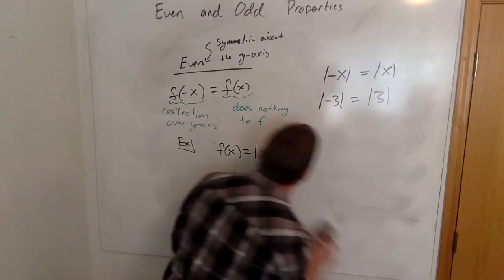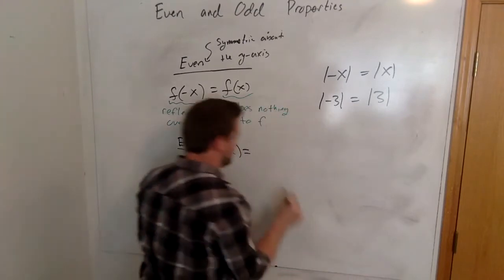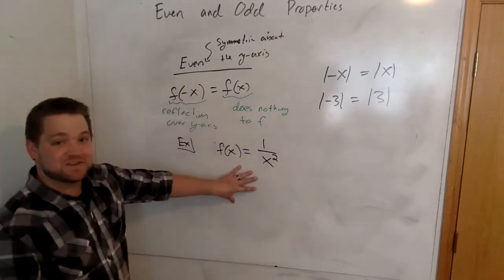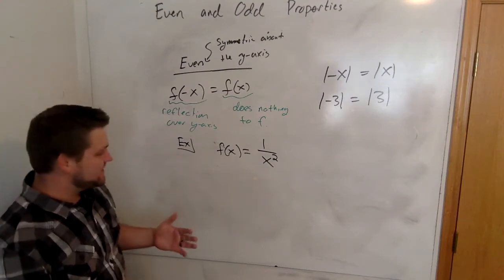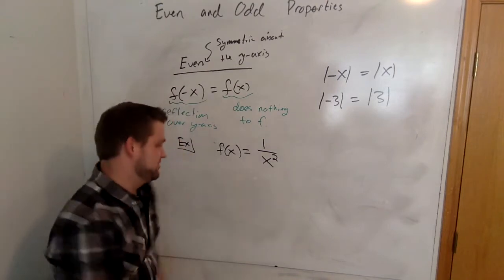One more that at least I can think of off the top of my head would be the classic 1 over x squared. This is the reciprocal squared function. If you don't remember what this function looks like, you should remember what this function looks like. This is the classic volcano. This is a volcano-looking function.